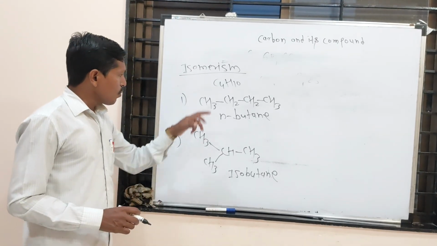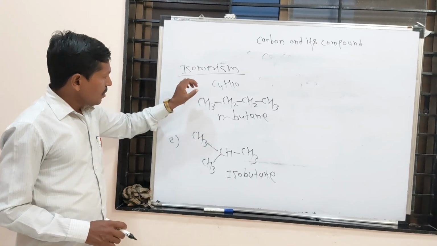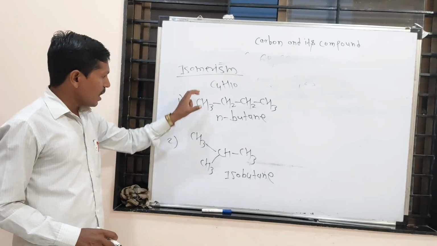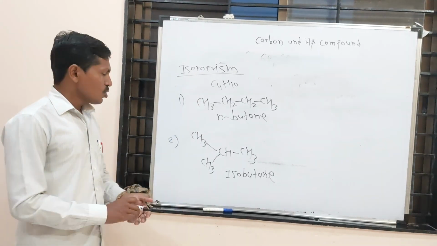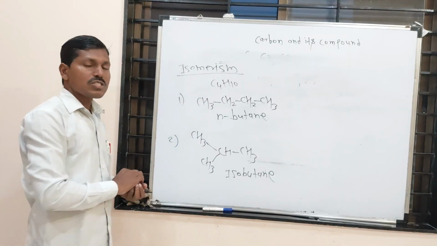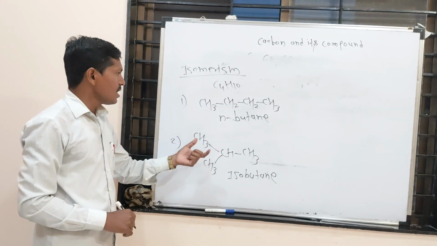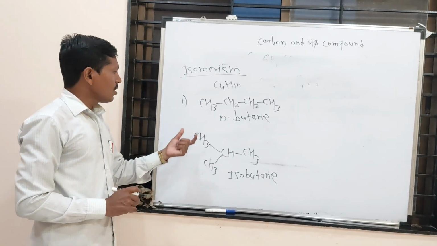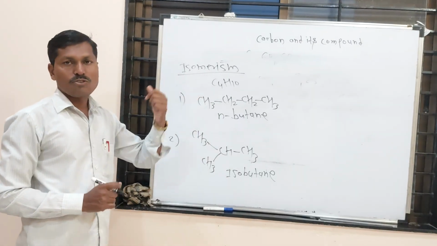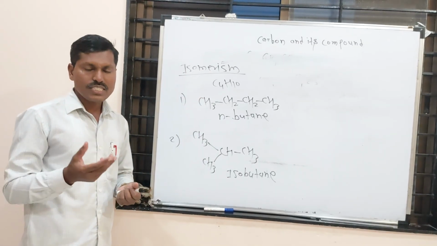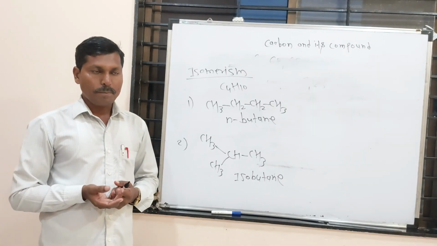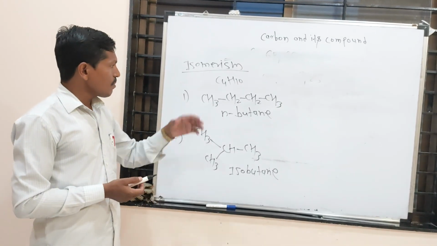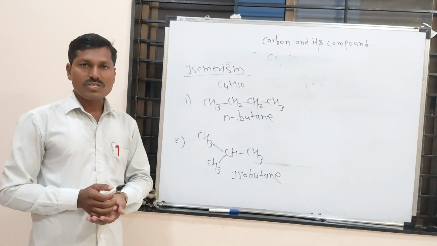Now you see, both these compounds have the same molecular formula, but the structural formula is different. So they are called isomers of each other. And this phenomenon is known as isomerism. And that is the reason this carbon is considered versatile in nature. Now we have discussed isomerism and tetravalency.